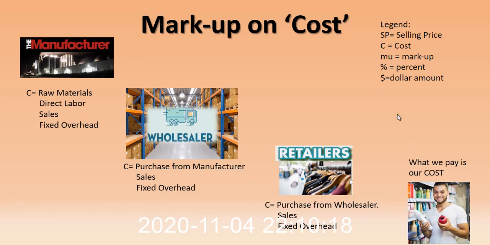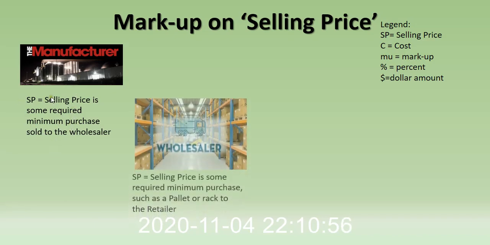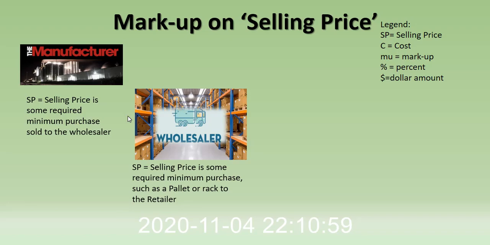Okay? Now, let's think about this differently. Let's think about this as marking up on the sales price. Okay, I have the same legend here, but let's think about this. The selling price is usually attached to some minimum purchase sold by the wholesaler. Could be a rack, could be a pallet, because let's face it, they're manufacturing more than just one tortilla at a time. If it's Mission Foods, there used to be a customer of mine, they're manufacturing tens of thousands of tortillas a minute, right? So that selling price becomes the wholesaler's cost, doesn't it?